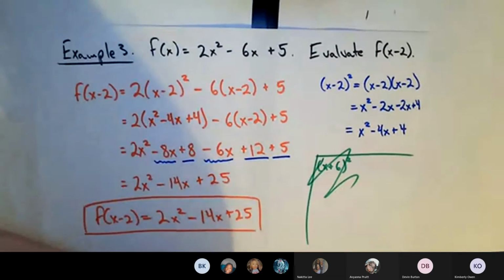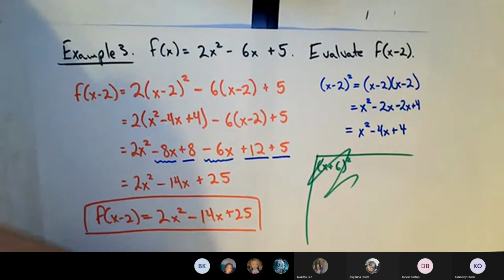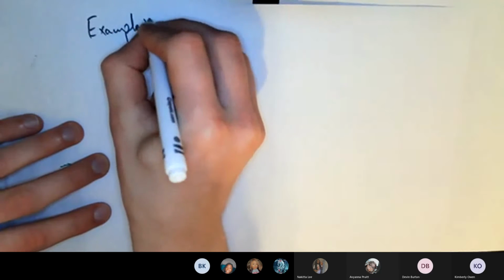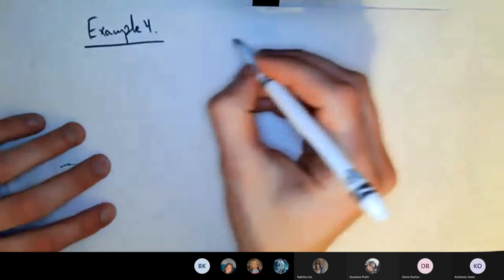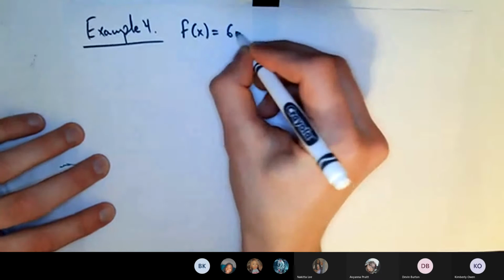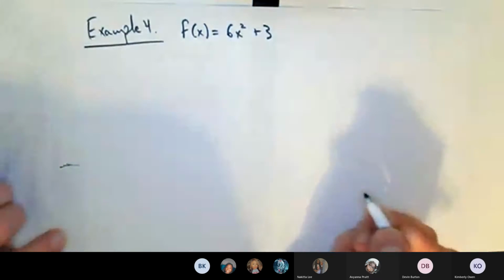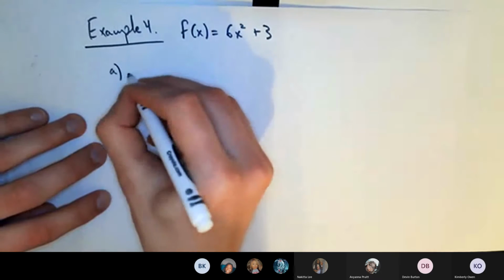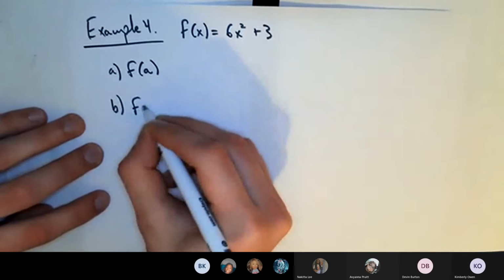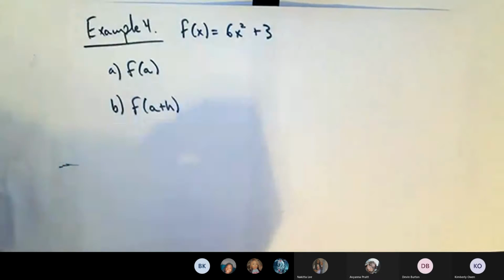Okay, let me glance at the homework and see if they give you anything more heavy duty than that. They do. That's good. I'm glad I looked. I actually forgot about this kind. Let's say that we have example 4. Let's say we have a function f of x equals 6x squared plus 3. Part A, we're going to find f of a. That'll be easy enough. Part B, we're going to find f of a plus h.